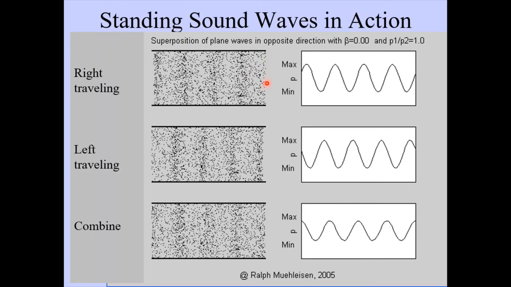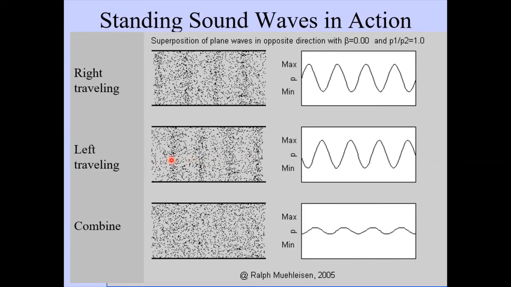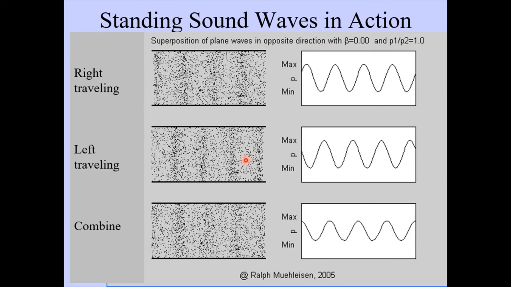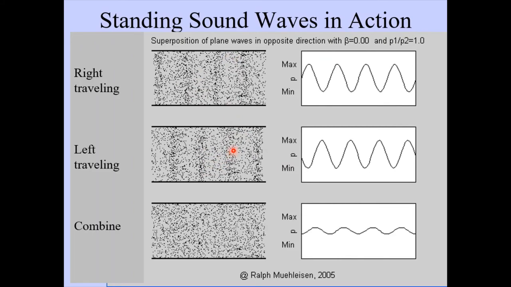Well, if this sound wave bounces off the end of this tube here, then we're going to have a left traveling wave coming back the other way, and that's what's shown here. But what we actually hear, of course, is the effect of both of these waves superimposed on top of each other. And look what happens when we combine them.